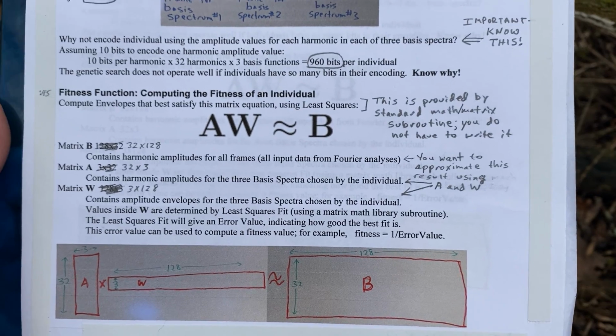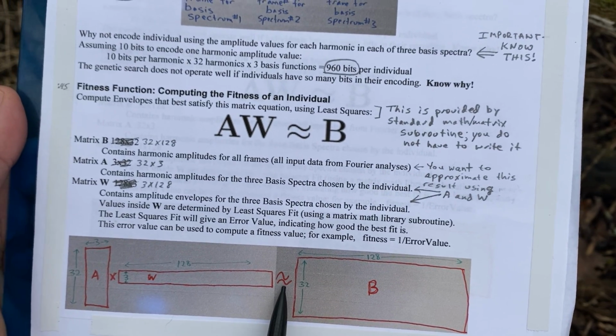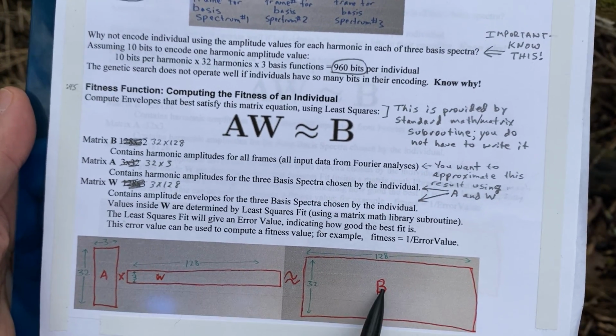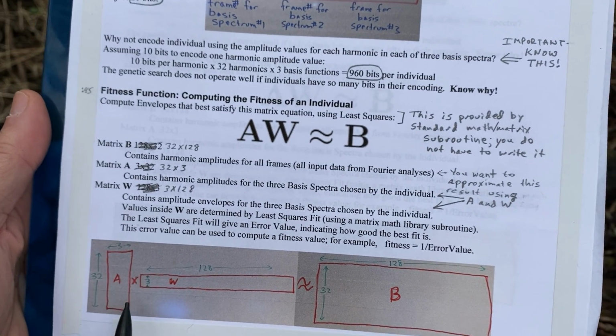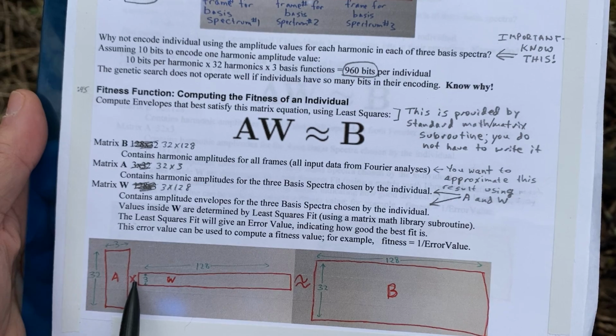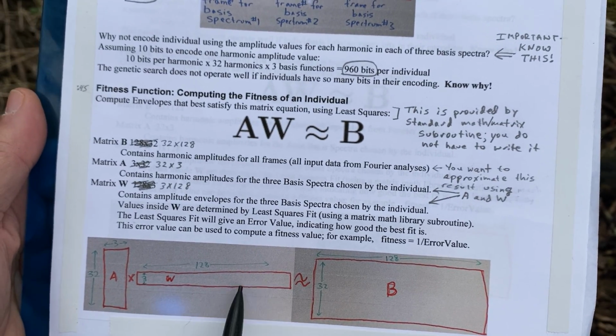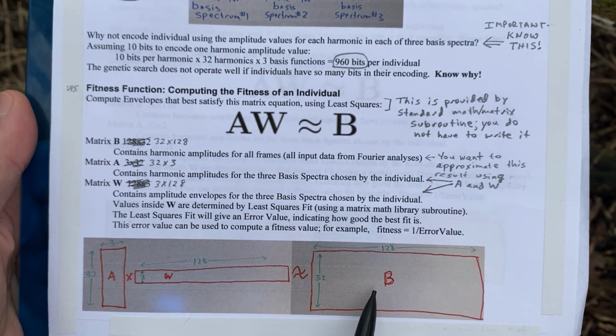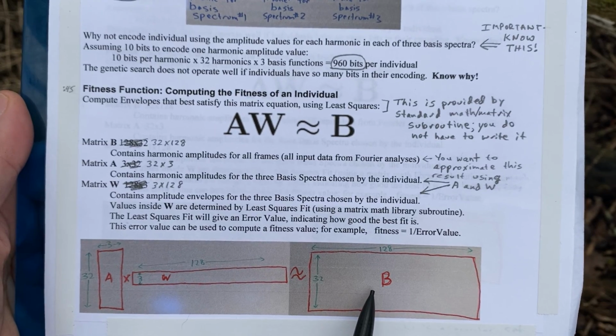So this has to be an approximation. This can't be exactly equal because there's a heck of a lot less data here than here, right? All you've got is your three basis functions. This is determined by the individual, and the amplitude envelopes here. It'll never exactly match this data, but you can approximate it.